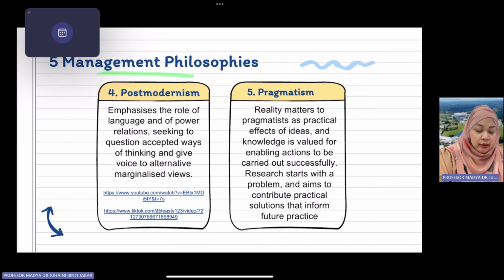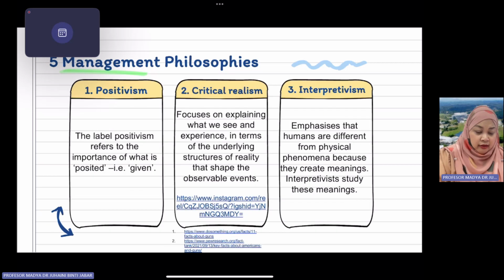For critical realism, it's looking at explaining what we see, what we experience. We would like to look into the underlying structures of reality that shape the observable events. There is a link there, so you can have a look at the link if you open your slide.